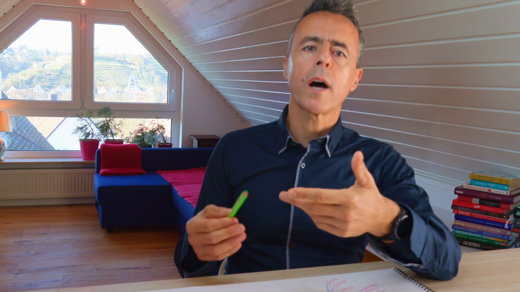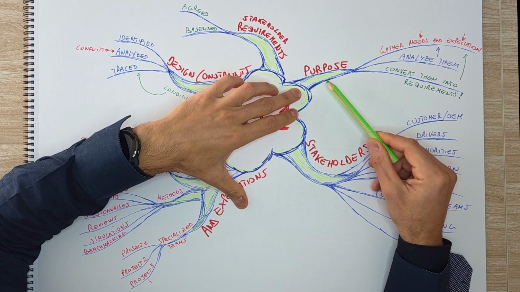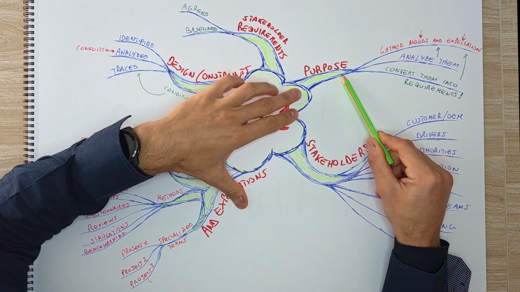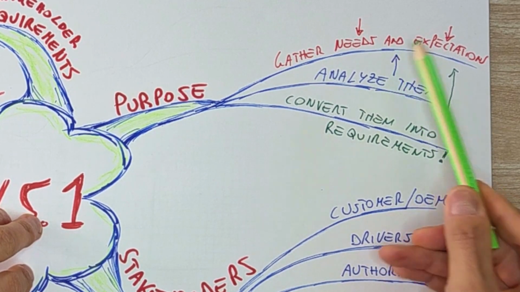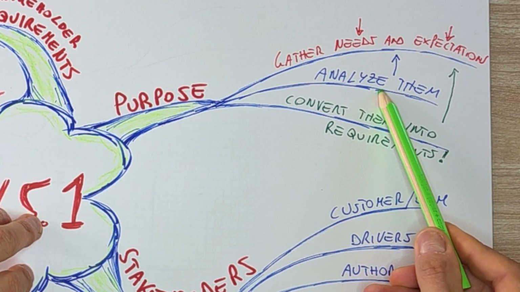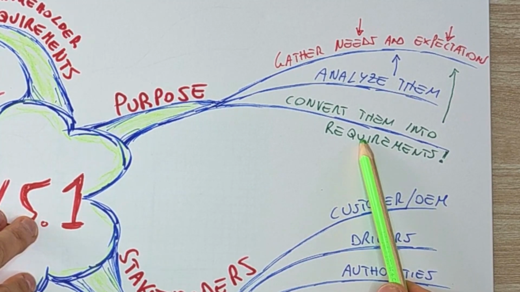So let's start by clarifying what the SYS.1 Requirements Elicitation process is actually about. According to the Automotive SPICE model, this process includes activities such as collecting stakeholders' needs and expectations, analyzing and clarifying them to remove ambiguities and conflicts, converting them into stakeholder requirements which will lead the development.